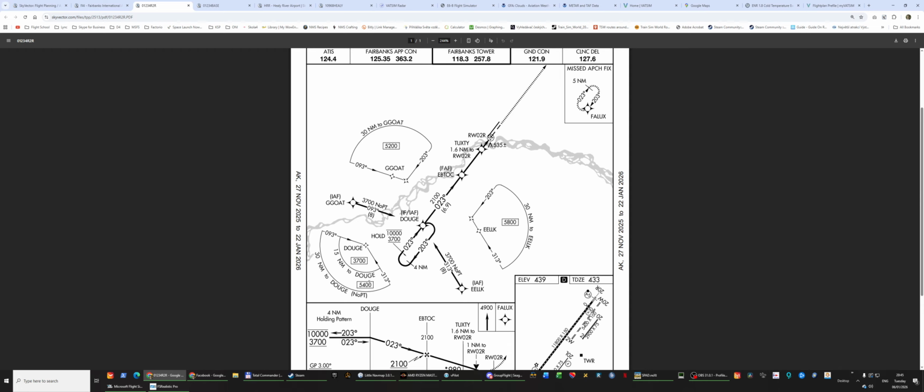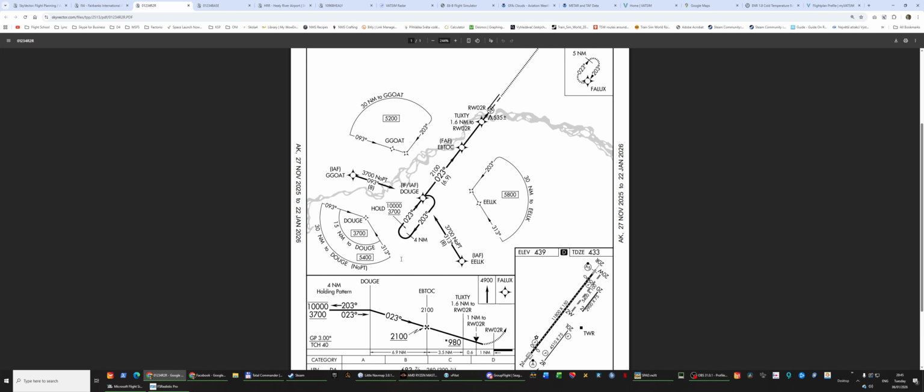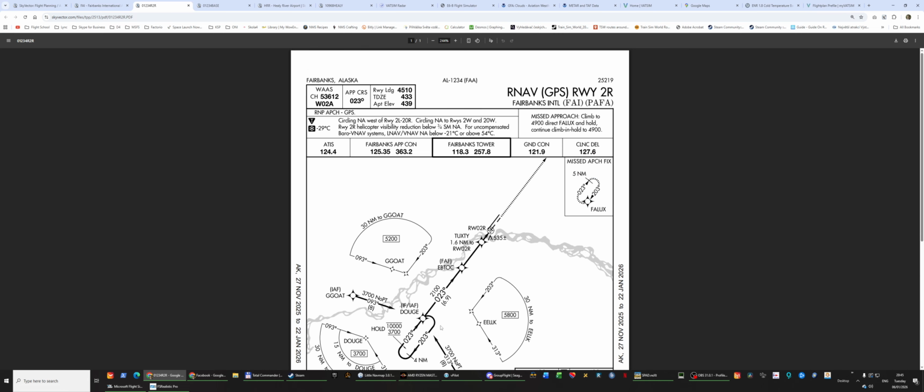There are also minimum altitudes. So 30 nautical miles to Doge, it is 5,400 feet, and 15 nautical miles to Doge, it's 3,700 feet, right? And then we have a standard vertical profile from Doge to Eptok, Tuxtee, and so on. Here we can see that this is really a cold weather airport, at minus 29 degrees Celsius and less, right?